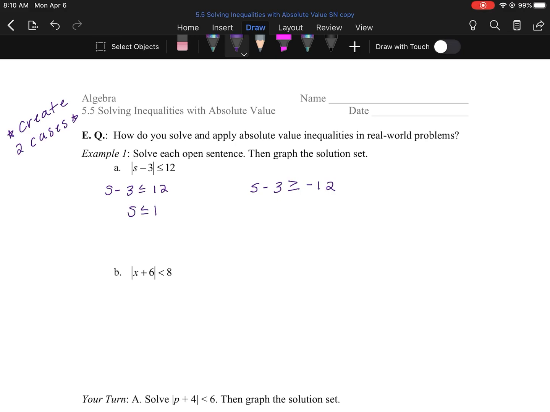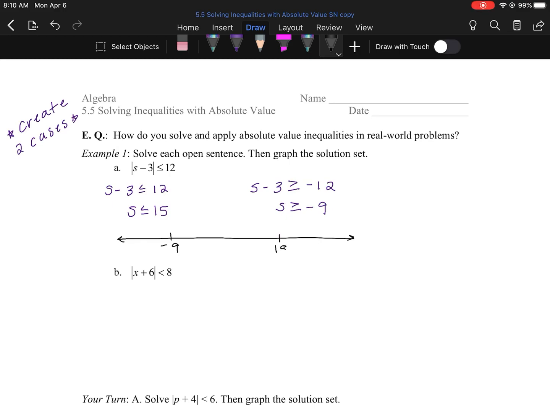So if we go through and solve this, we're going to add 3 to both sides. So we get s is less than or equal to 15. And then I'm going to add 3 over here. We're going to get s is greater than or equal to negative 9. Now we have to graph this.